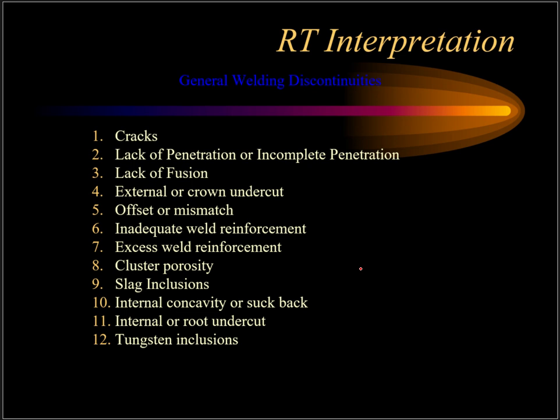Before going to the interpretation part, let me explain the general welding discontinuities or welding defects which happen in the weld. First is crack, lack of penetration or incomplete penetration, lack of fusion, external or crown undercut, offset or mismatch, inadequate weld reinforcement, excess weld reinforcement, cluster porosity, slag inclusion, internal concavity or suckback, internal or root mismatch, and tungsten inclusion. These are the main defects which come under weld defects.